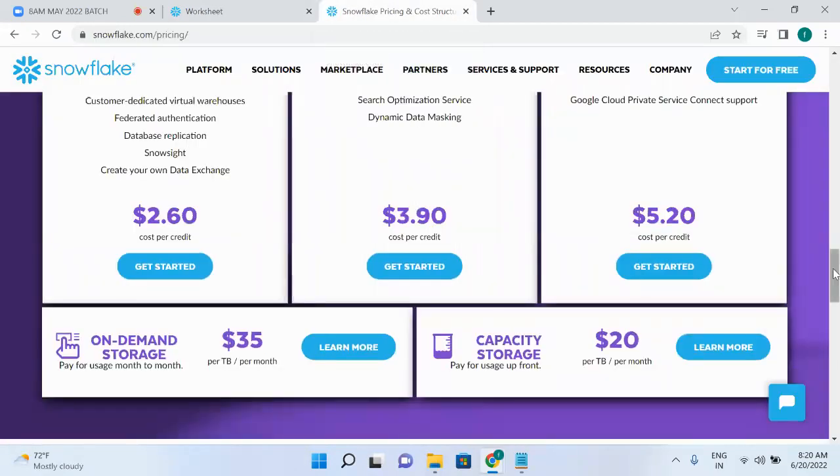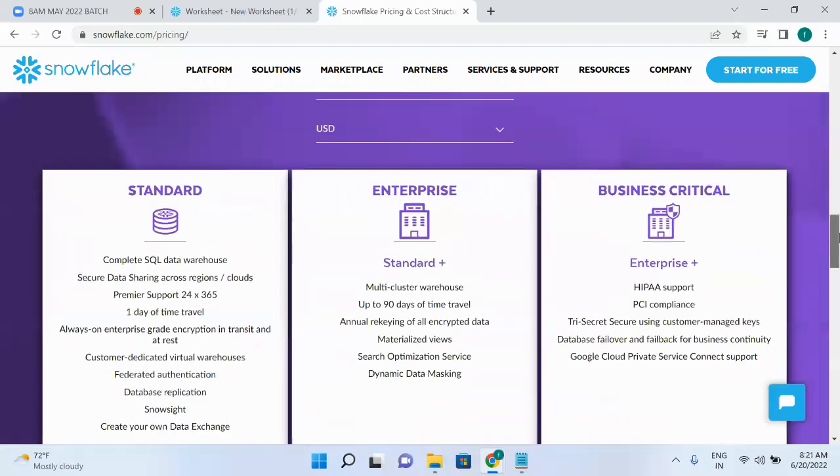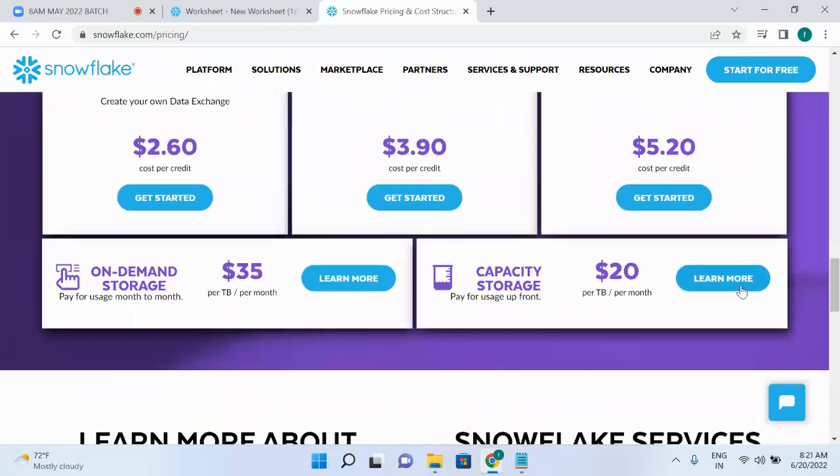Another thing is data storage. When it comes to data storage, we have two things. One is pre-purchased, another one is on demand. On demand means after utilization. Pre-purchased is nothing but our capacity storage, right? When you observe here, capacity is $20, right? This is pre-purchased, and on demand is $35, right? When you change the region or the platform, this will change again, right?